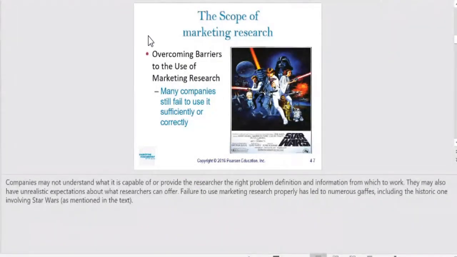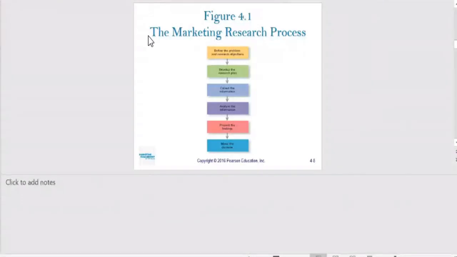So you see, we cannot say that marketing research is going to be very, very effective all the time. Sometimes there are aspects of failure that can come into the entire scheme of things. So let us look into something very interesting here, and that is the marketing research process. What exactly is the marketing research process all about? Let us look into that aspect.